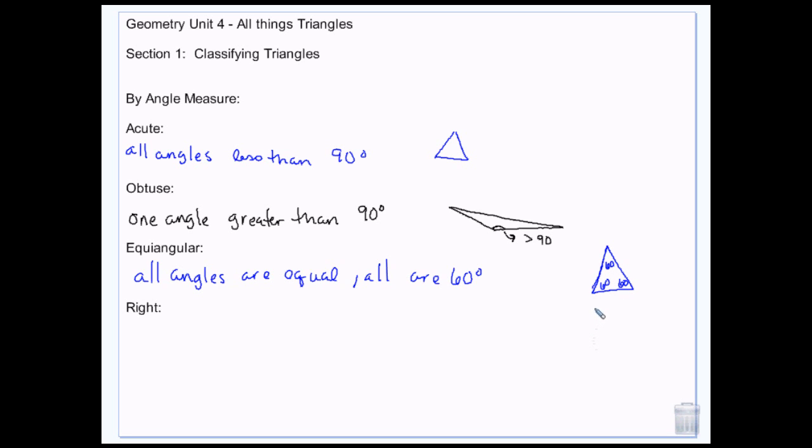Equiangular triangles are acute because they are less than 90, right? But not every acute triangle is equiangular. Does that make sense? Okay. And then you have your right triangles, which have one angle that is exactly 90 degrees.